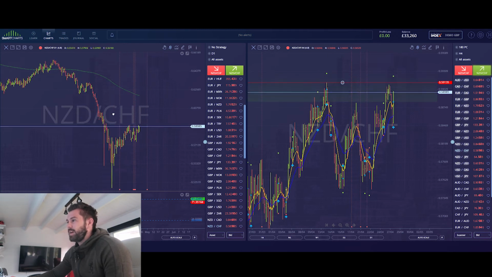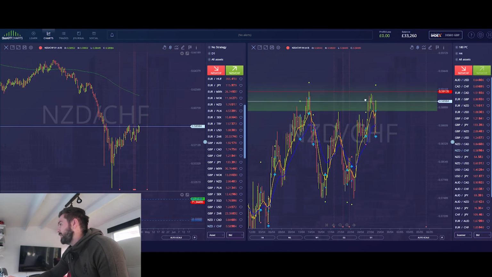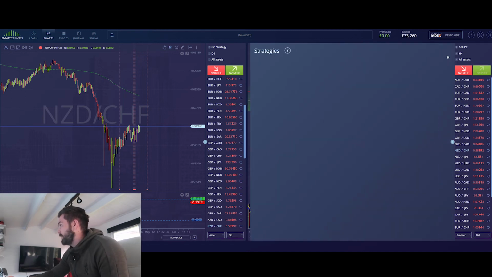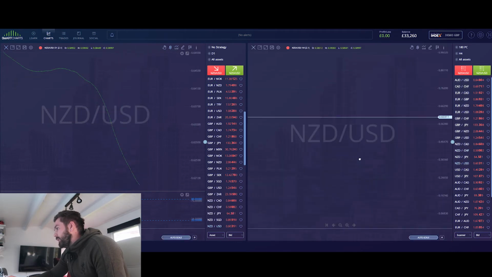I don't think the Swiss franc is very strong at the moment, so to me it could break through. I'd say the New Zealand dollar is stronger than the Swiss franc, so we could be looking at a long position if it breaks this resistance line and then pulls back to the support line. But we'll wait and see. New Zealand dollar, Swiss franc. New Zealand dollar, USD.